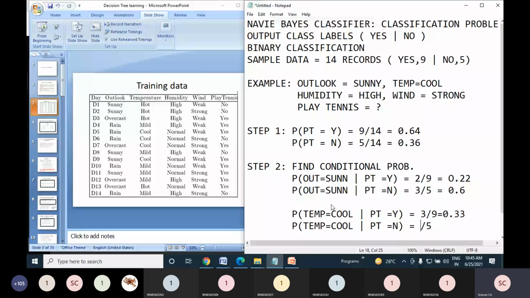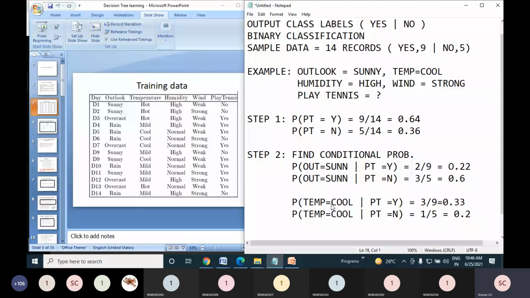In all these 5 cases, what is the value of temperature? How many times it is cool? That I need to check. So if you look at record number 6, D6, output is no and temperature is cool. So 1 occurrence. And that's all, only 1 occurrence, right? So 1 by 5, which comes around 0.2, right? So similarly, same process I need to repeat for my third parameter.